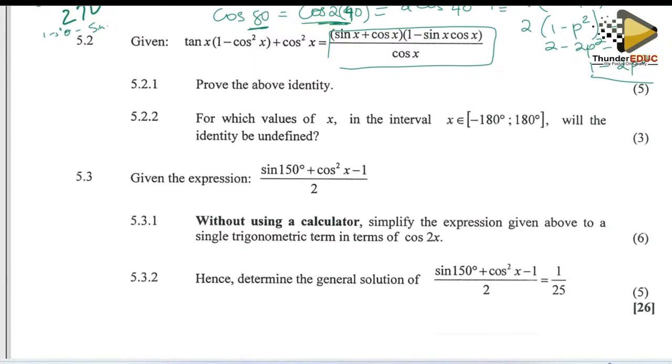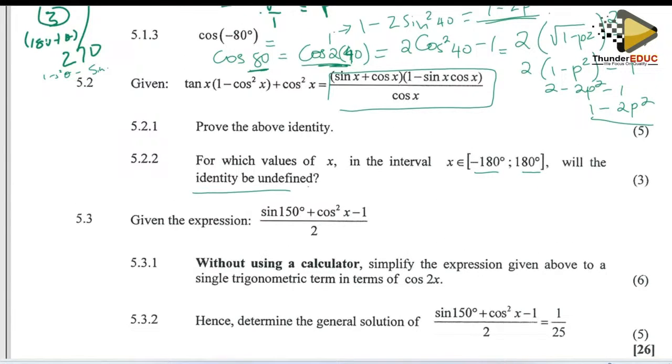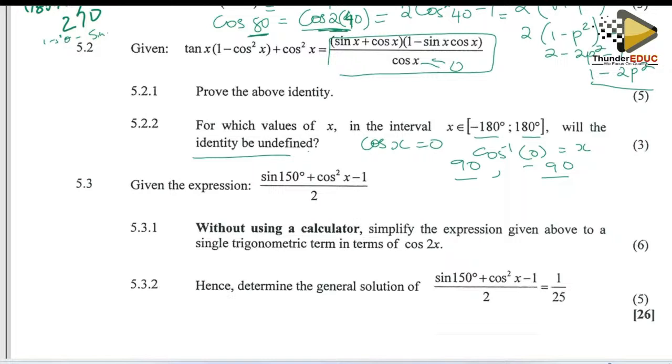Alright. Then 5.2. For which values of x in the interval this and that should the identity be undefined? So for an identity to be undefined, the denominator must be equal to 0. Okay, so I'm going to use the right hand expression. So if I get my cos of x is equal to 0, I can find the reference angle. So the inverse cos of 0 is equal to x. So that's going to be 90. And negative 90. So those are the two values that we get.